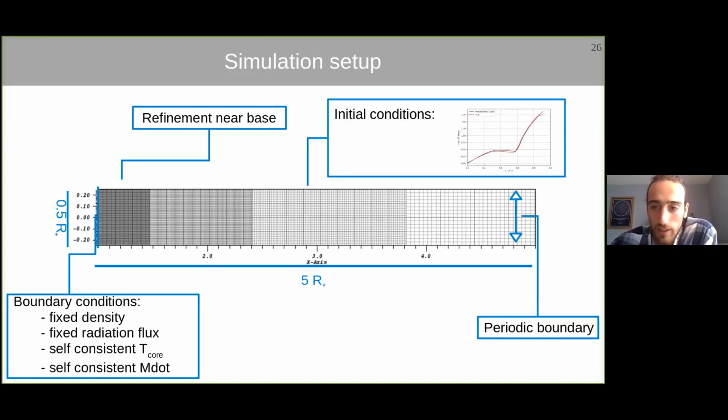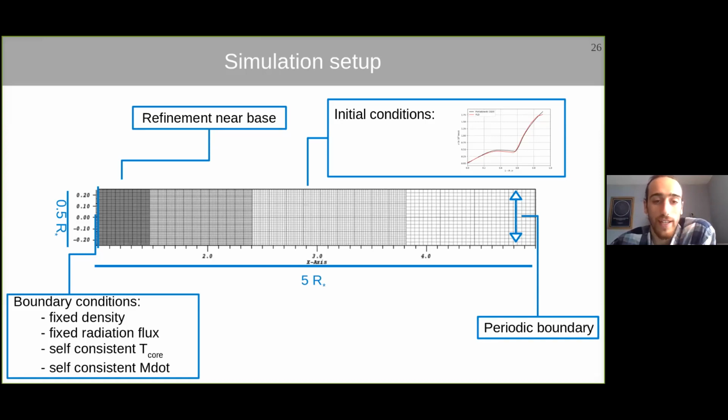Okay, and then we impose boundary conditions at the bottom of the star, or at the bottom of the wind, close to the stellar surface. So that means that we keep a fixed density and a fixed luminosity or radiation flux that flows into the simulation box. But we let the gas energy float or self-adjust so that we can self-consistently calculate a core temperature. And the same thing we do with the momentum, so that we can self-consistently calculate the mass loss rate. And then on the side, we use periodic boundary conditions.